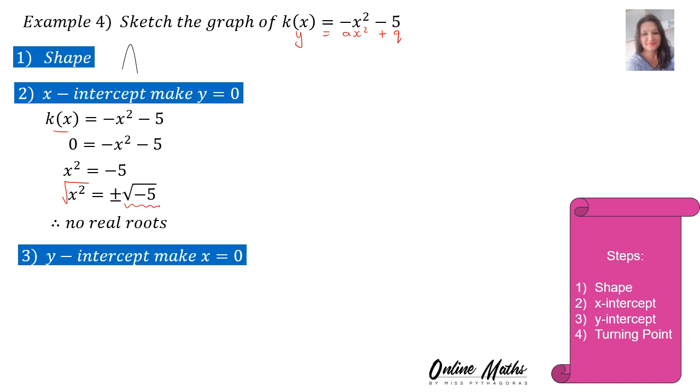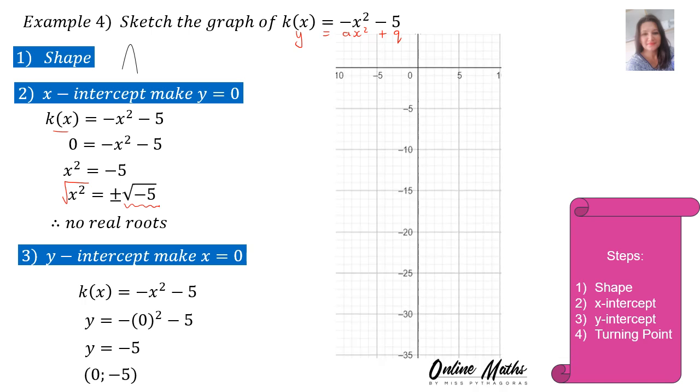Step 3, y-intercept, make x 0. There's your equation. In x's place, we substitute 0 and we find y is equal to negative 5. And then the coordinate there is the point (0, negative 5), which is also the turning point. So this graph will look like that. There's no x-intercept, but there's one y-intercept, the point (0, negative 5), and that point is also the turning point.